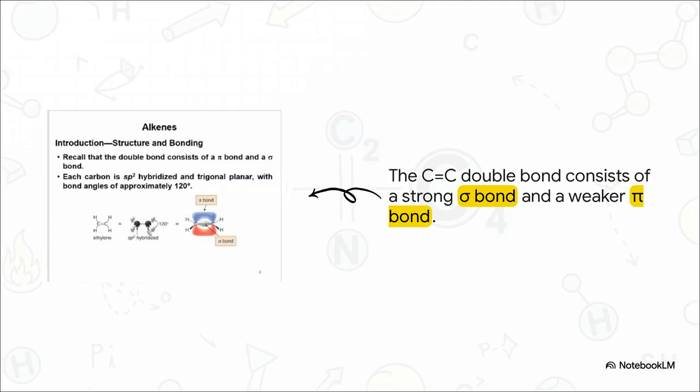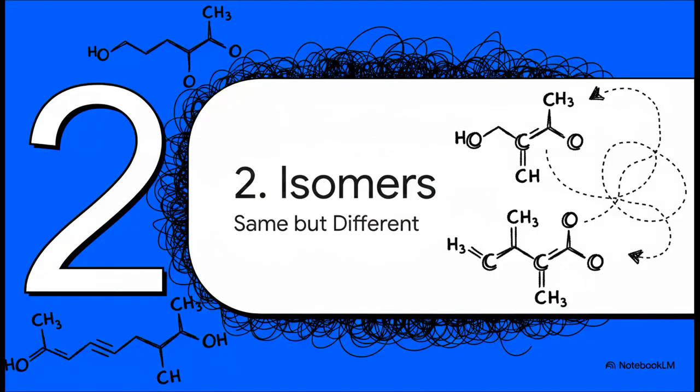But what is that double bond actually made of? It's not two identical bonds, which is a common mistake. It's actually a mix. You have one super strong sigma bond and one weaker, more exposed pi bond. This combination is what forces all the atoms into a flat shape. And that weaker pi bond, that is the secret ingredient for understanding almost all of an alkene's chemical reactions. Remember that. This unique bond structure leads us straight into one of the most important concepts for alkenes, isomerism.